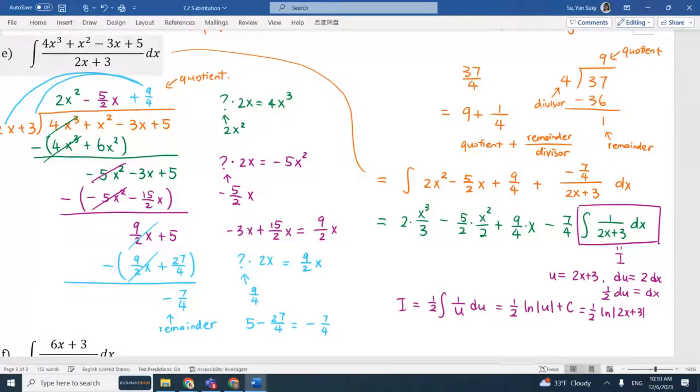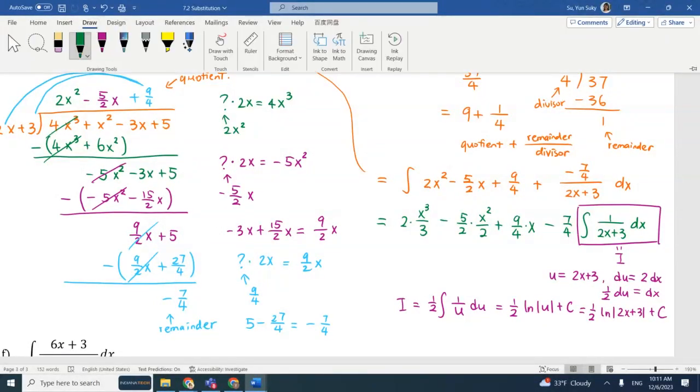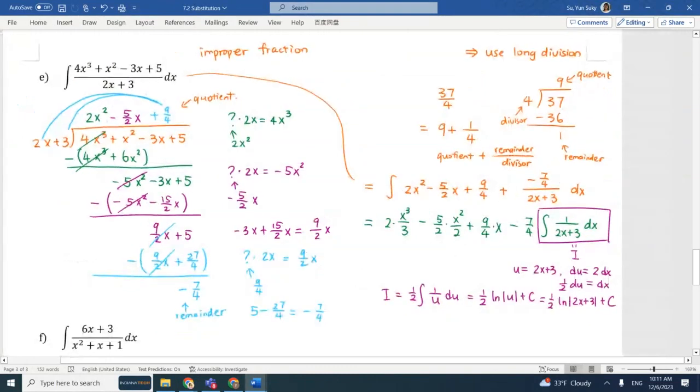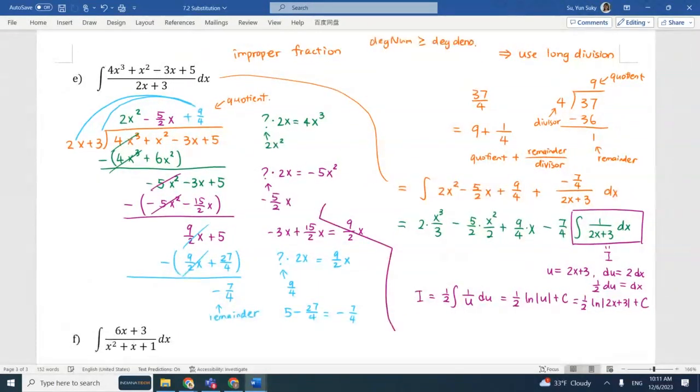2x plus 3. Good. See? We do u substitution, and this answer is the integral I. Now we put it back. We get the final answer for our integral. So we have our answer.